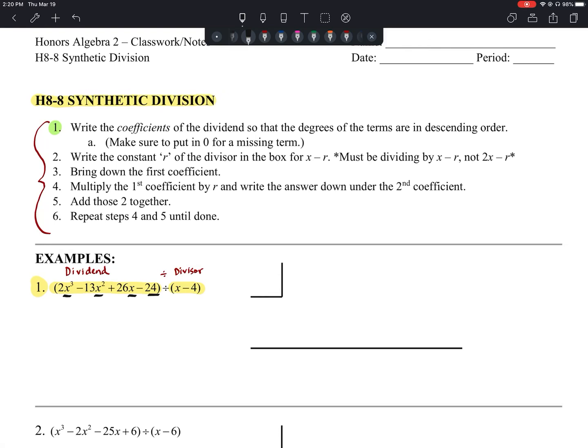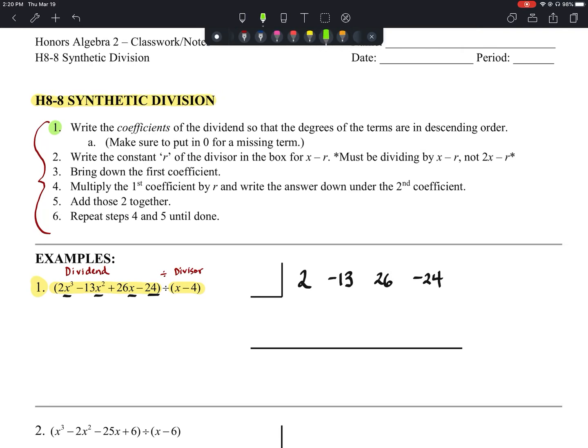I'm going to start with my 2x to the third and list out just the 2. Then I'm going to leave a little space, give yourself some room. We'll put the second coefficient, negative 13, right next to it. The next coefficient is 26. We'll put that here, and then negative 24 at the very end. So that's what the first step is asking you to do.